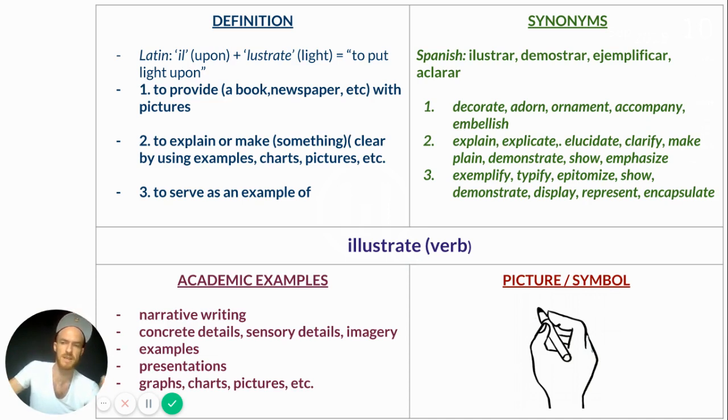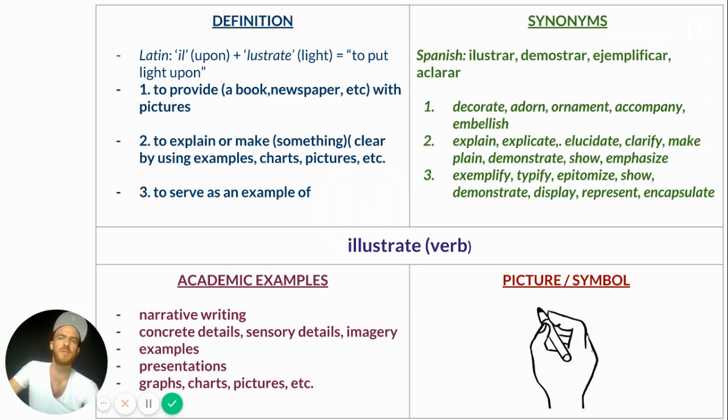So I'm not just trying to teach you a new vocab word that you don't know before. You probably know illustrate, but I want to think about what it actually means to illustrate something as a writer. So let's look at some definitions for illustrate.